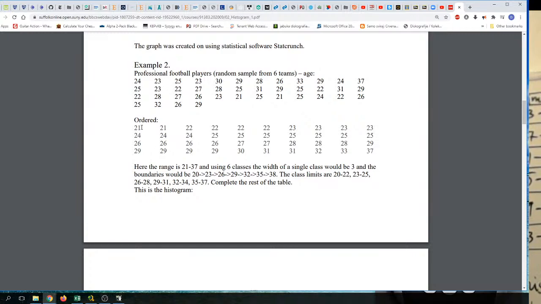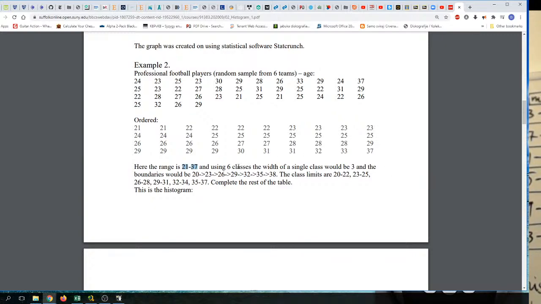And once I ordered it, I realized I have 2 guys with 21 years of age and then 22 and so on. And the oldest guy in the whole sample is 37 years of age. So I have my range between 21 and 37. So that's the range of the sample. Now notice this is 16, right? 21 to 37, subtract. 37 minus 21 is 16. So the range of the sample is 16.